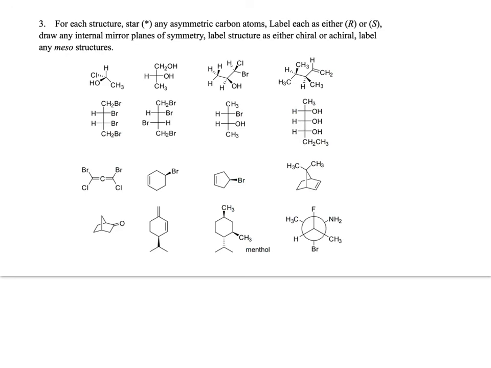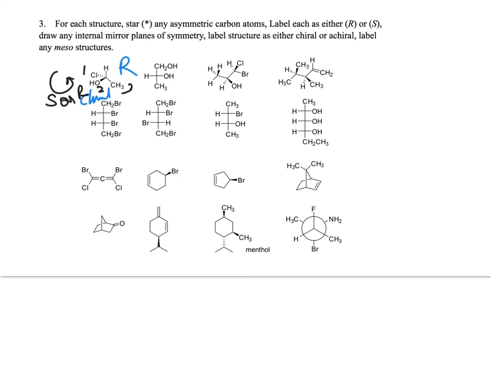Okay, so on this one, for each structure you want to label the asymmetric carbons and then label them R or S. Decide whether they are chiral or if they are meso. So if you do the first one, you'll see that it is R and that is chiral. So the assignment is 1, 2, 3. 1, 2, 3 is counterclockwise, but you do not have your hydrogen in back, so that would be R.